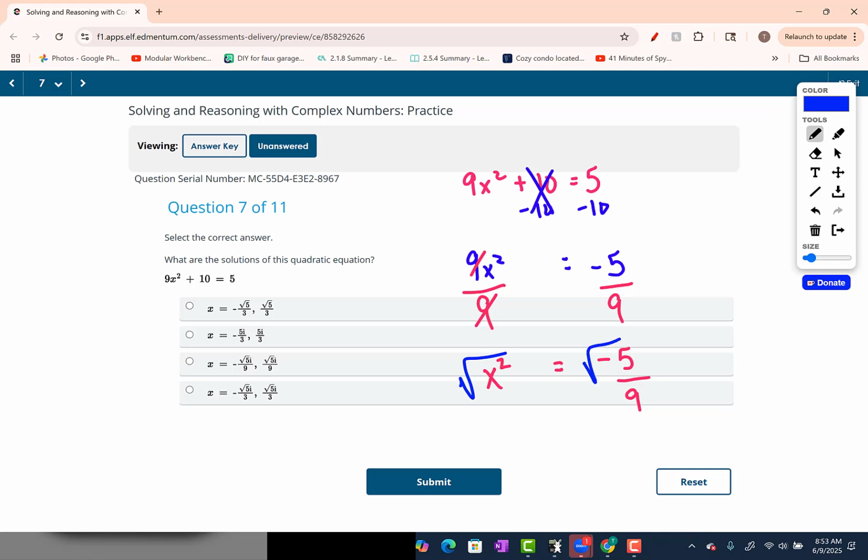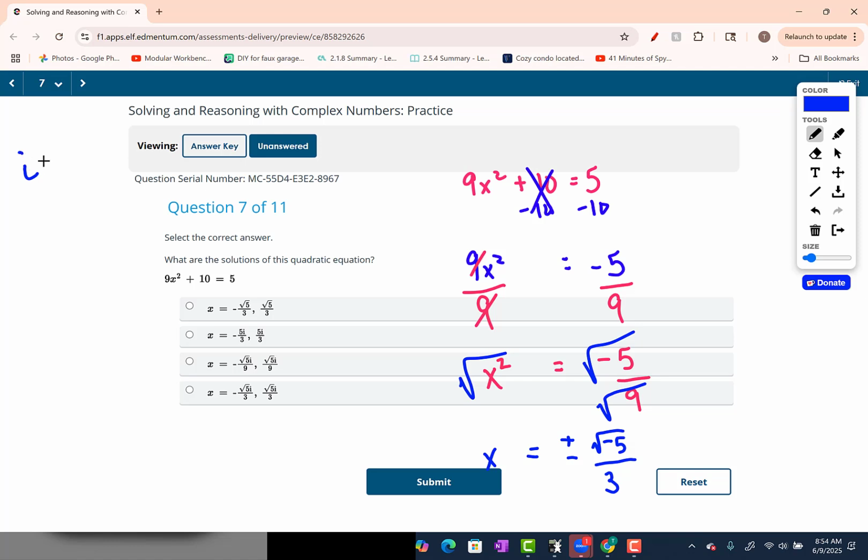Since I've got a fraction, I'm going to take the square root of the numerator and the denominator separately. So we get x equals, and it's going to be a plus or minus answer, because when you take the square root of both sides, you get two answers. The square root of negative 5 over 3, because the square root of 9 is 3.